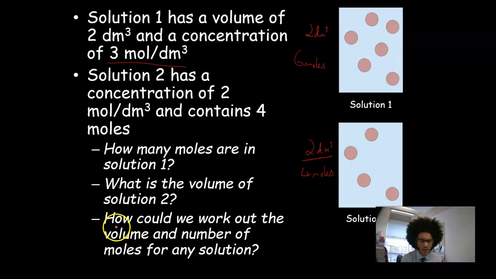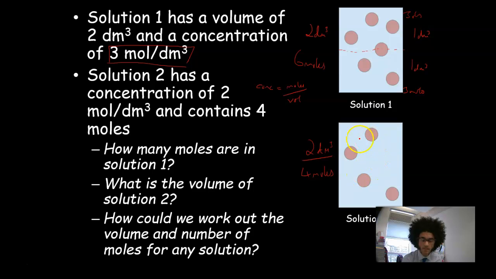And then the big question is how can we work out the volume and number of moles for any solution if we had to do it mathematically? Now, we know that concentration equals moles divided by volume. If you look at this box, it is 2 decimeters cubed and has 6 moles. If I break it up into 2, each half would be 1 decimeter cubed. If I split this evenly, I'd have 3 moles in each half, which gives me the concentration of 3 moles per decimeter cubed.